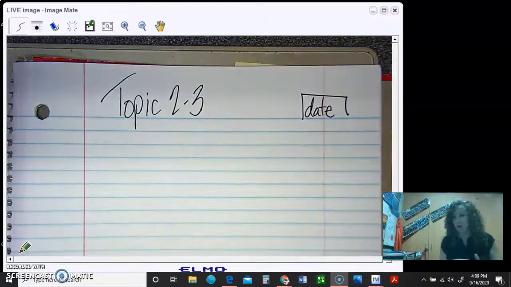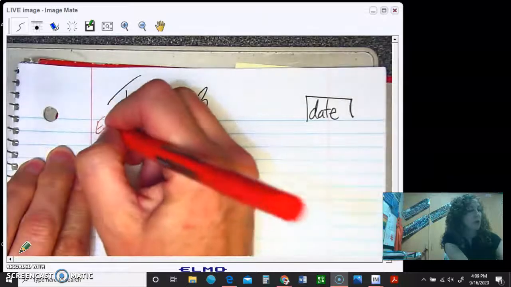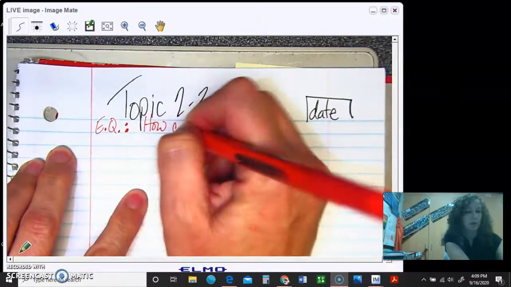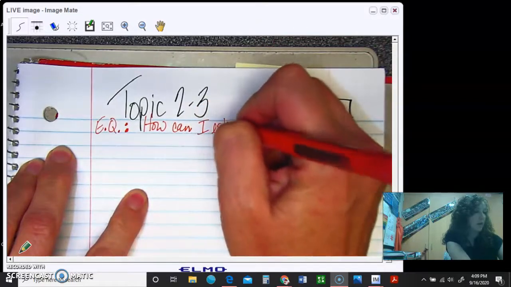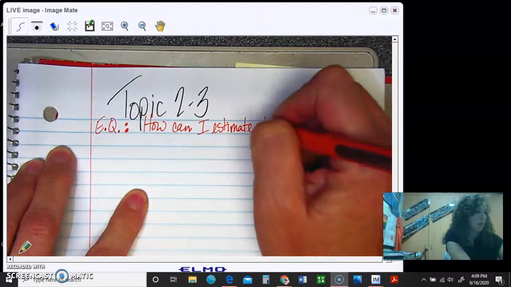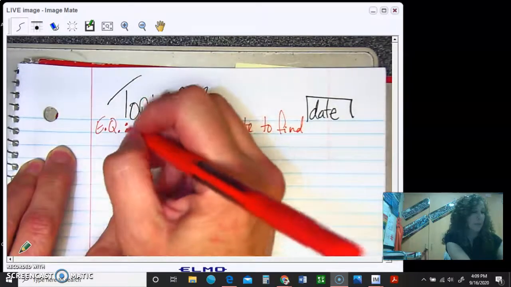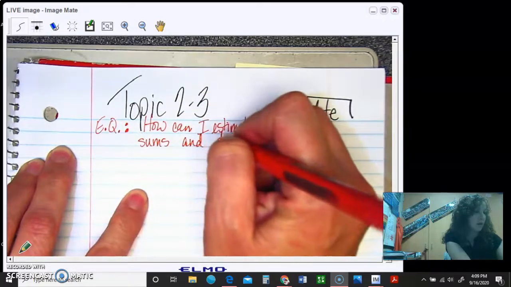2-3. Okay, so our EQ today, our essential question, how can I estimate to find sums and differences? Okay, so EQ, how can I estimate to find, notice the spelling, sums and differences.